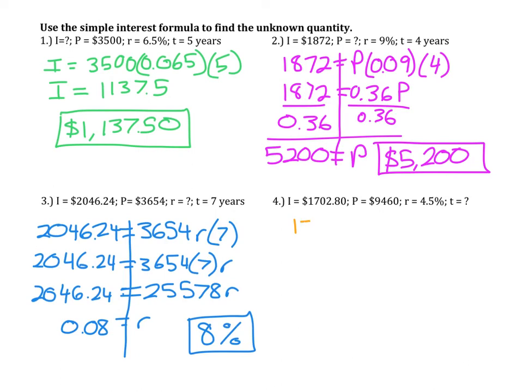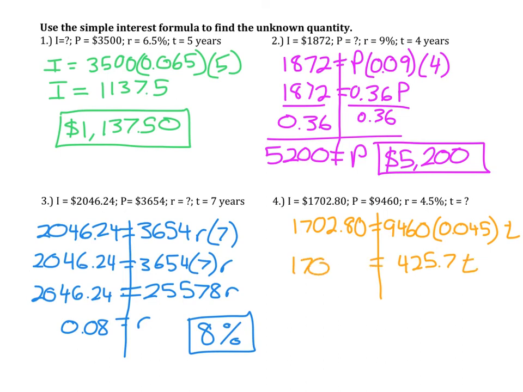So we have 1702.80 equals 9,460 times 0.045 times t. So now we just have to do a little multiplication. 9,460 times 0.045, and that gives us 425.7 times t equals 1,702.80. And then we just have to do a little division.